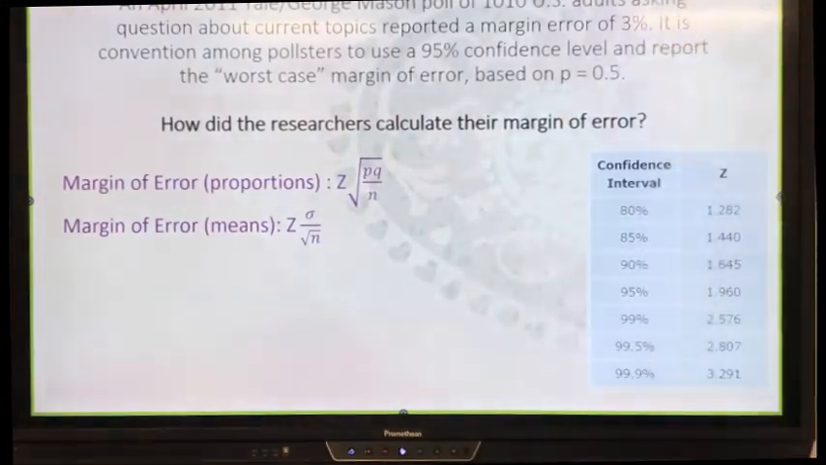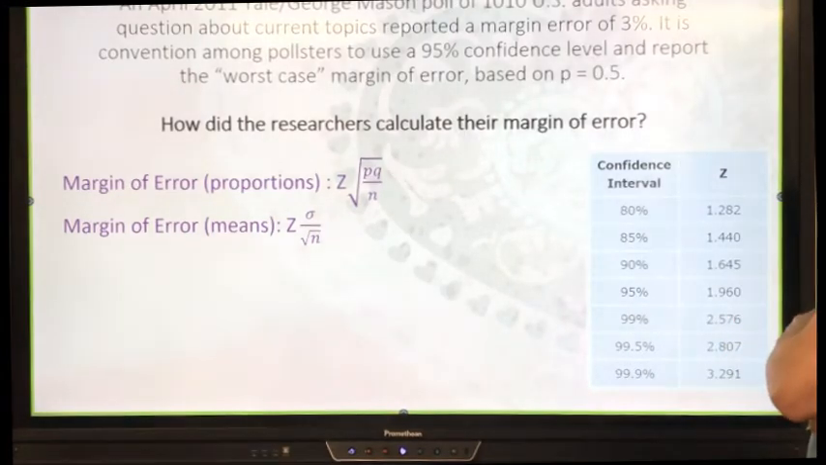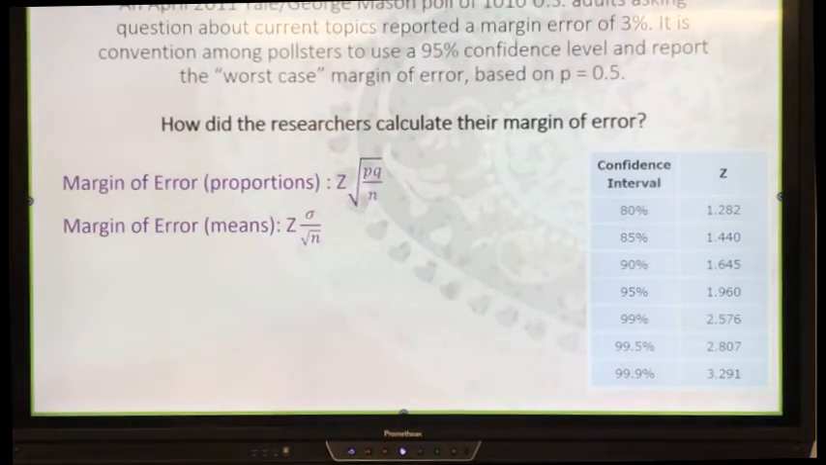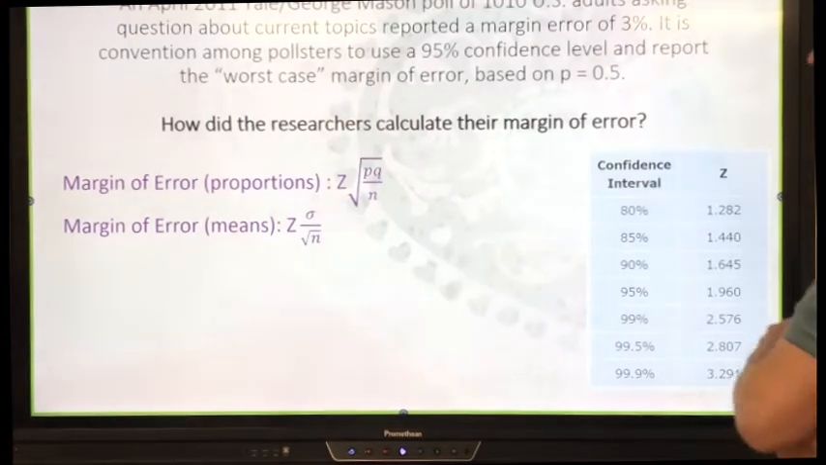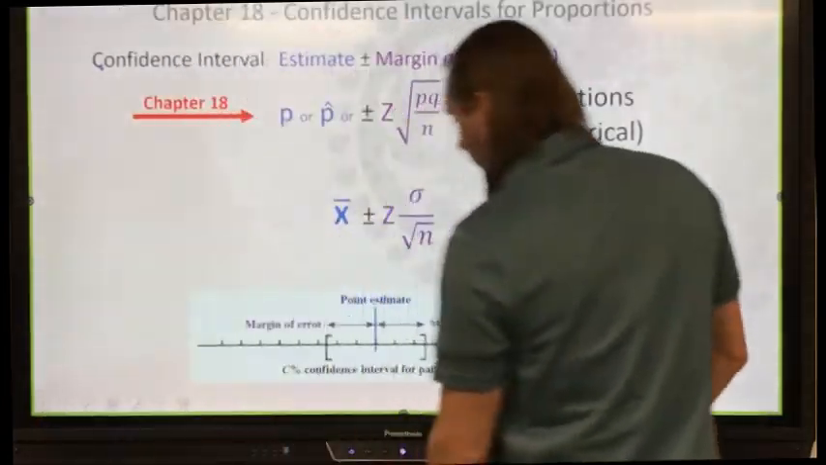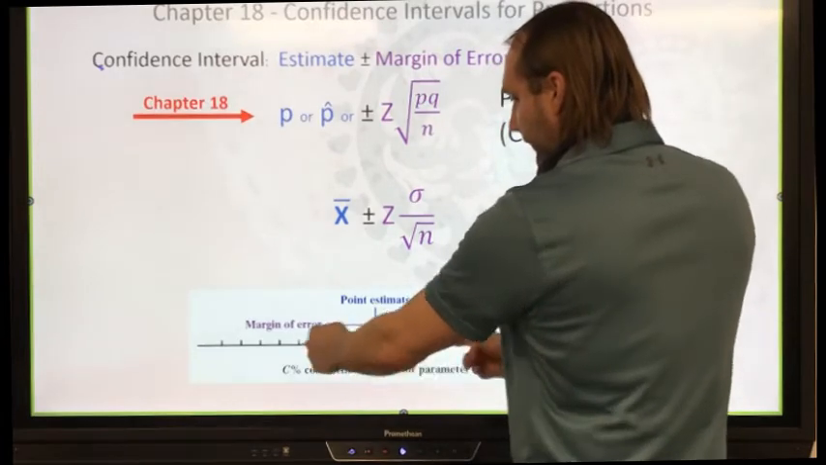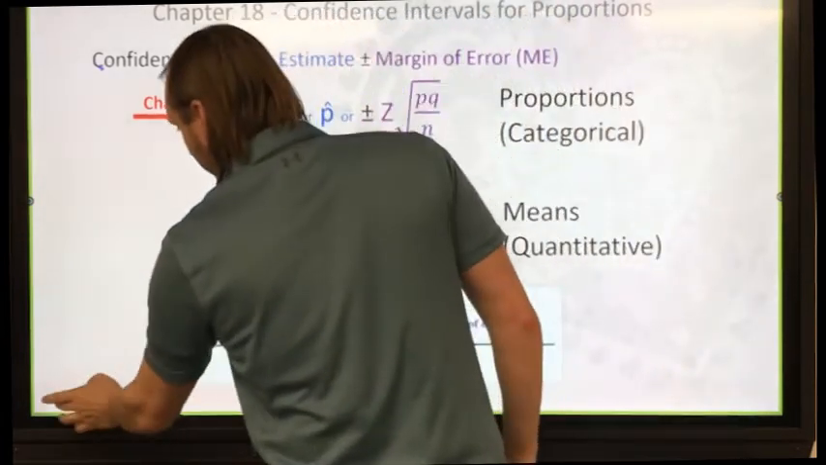In April 2011, a Yale George Mason poll of 1,010 USA adults asking questions about certain topics reported a margin of error of 3%. It is convention among pollsters to use a 95% confidence level and report the worst case margin of error based on P equals 0.5. How did the researchers calculate their margin of error? Again, margin of error is, I have some estimate here. It's going to be my plus and minus from that point estimate. That is my margin of error.